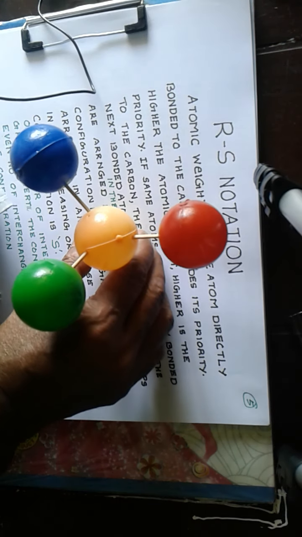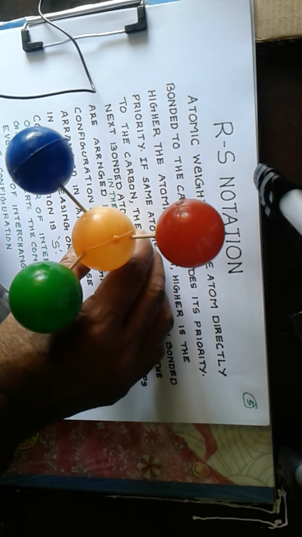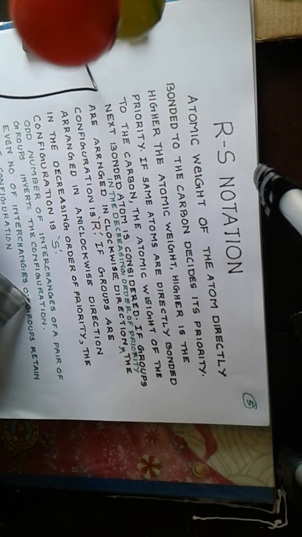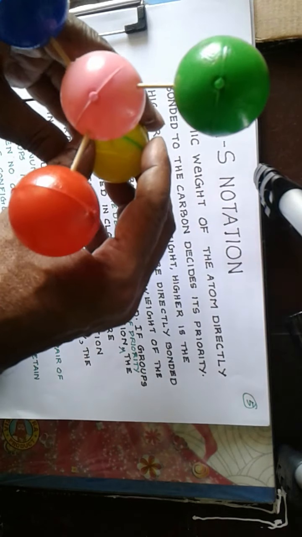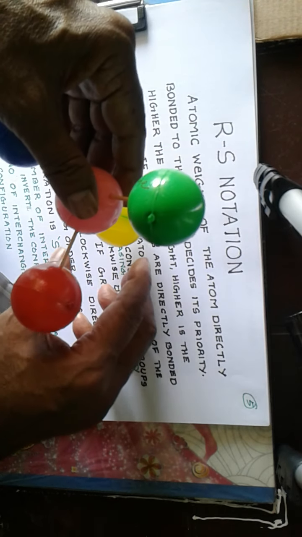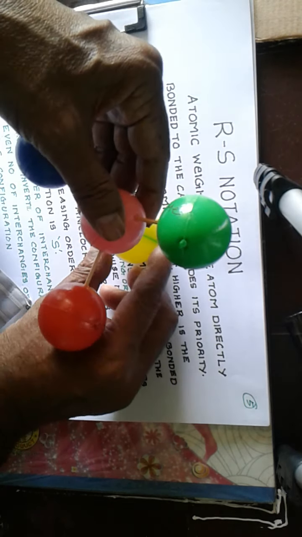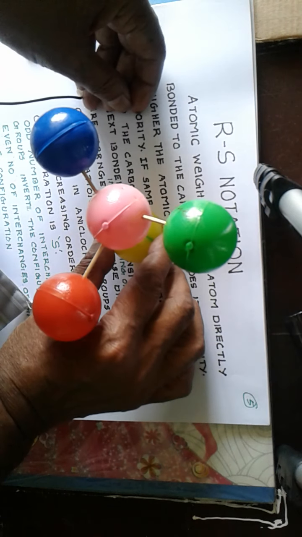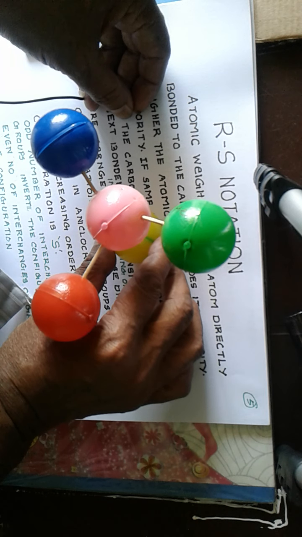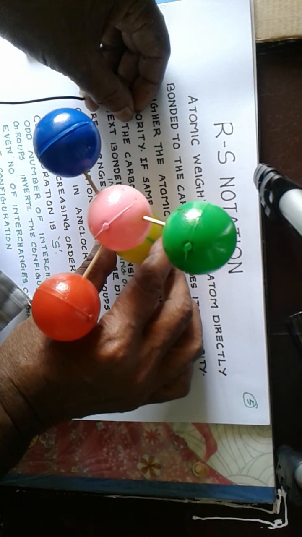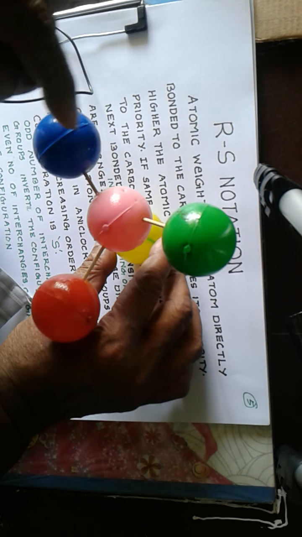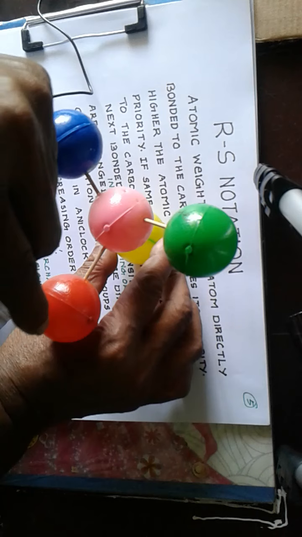Now then, we take the corresponding S configuration. Here we hold the molecule where the group of least preference, fluorine, is away from us. We have iodine here, chlorine here, and bromine here.